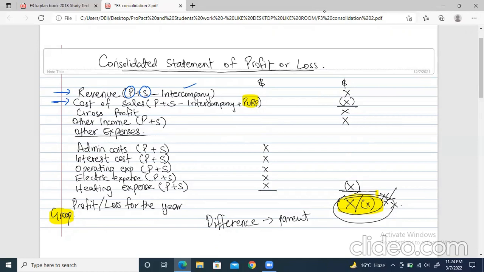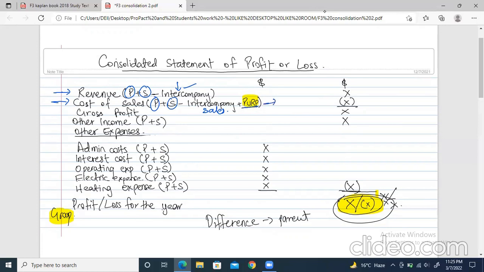The cost of sale calculation is also very similar. We don't follow that formula anymore, the opening inventory plus purchases minus closing inventory. That was just to explain cost of sale. Here, you will be readily given the available figure that you have to use. So parent share plus the subsidiary share, and again we minus intercompany sales. Don't think of it as purchases. This is the same figure as the intercompany sales, so we have to minus it here as well, and we have to add the unrealized profit.